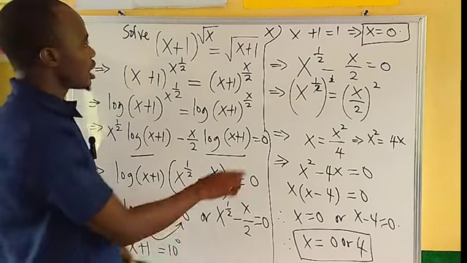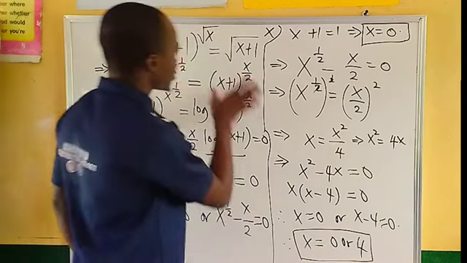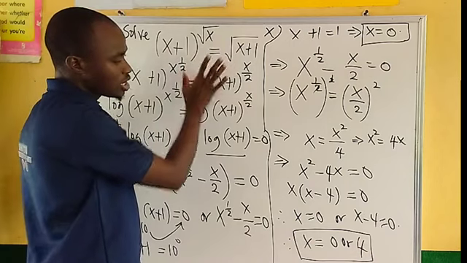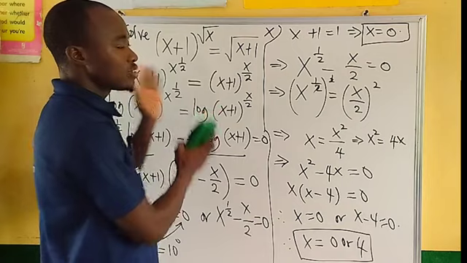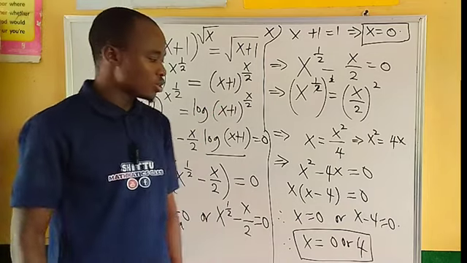So now we can actually put these values back into this equation. If you put them there, you are going to see that the left hand side will be equal to the right hand side.